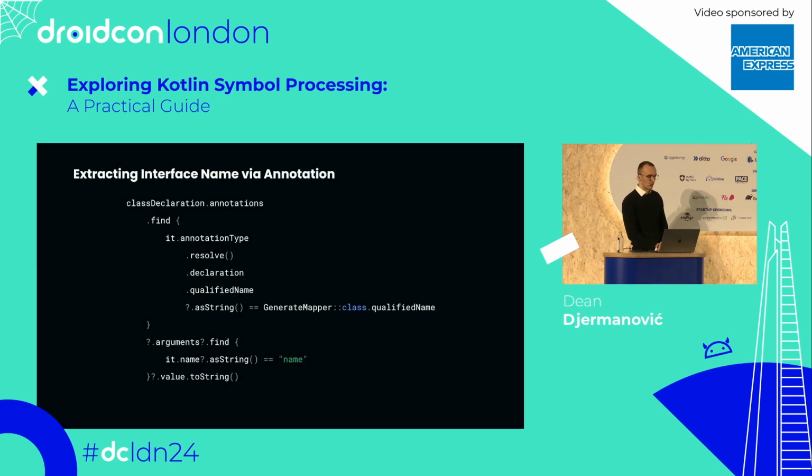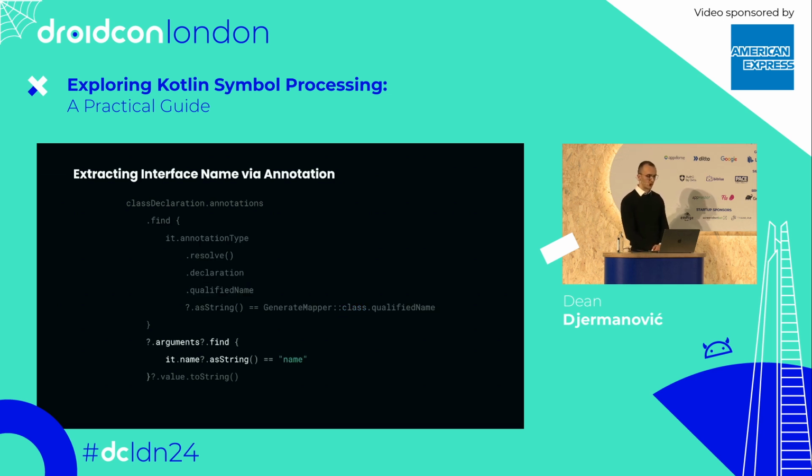Okay, so next thing we have to do is extract the value of the name argument from our annotation, because the value of the name argument is going to be used as the name for our interface component. And this is how we can do that. So let's go through this code block. First line gives us access to all of the annotations that are applied to a specific class declaration. Then we are going through these annotations, and we are trying to find an annotation whose fully qualified name equals to the generate mapper annotation, because this is the annotation that we are interested in.